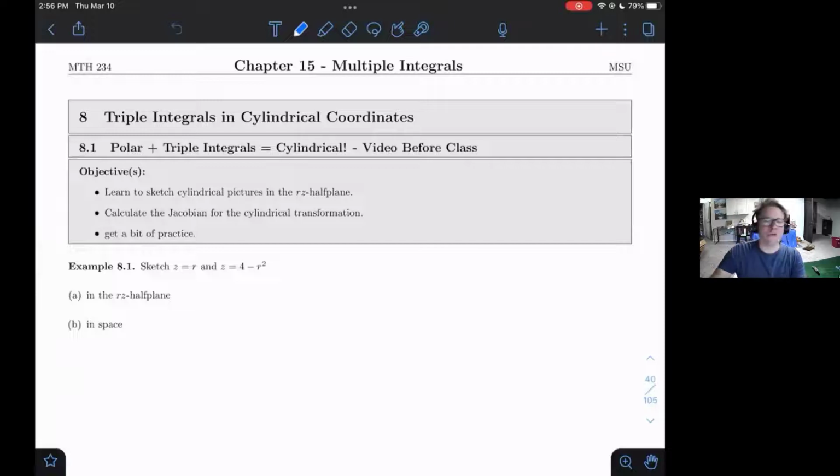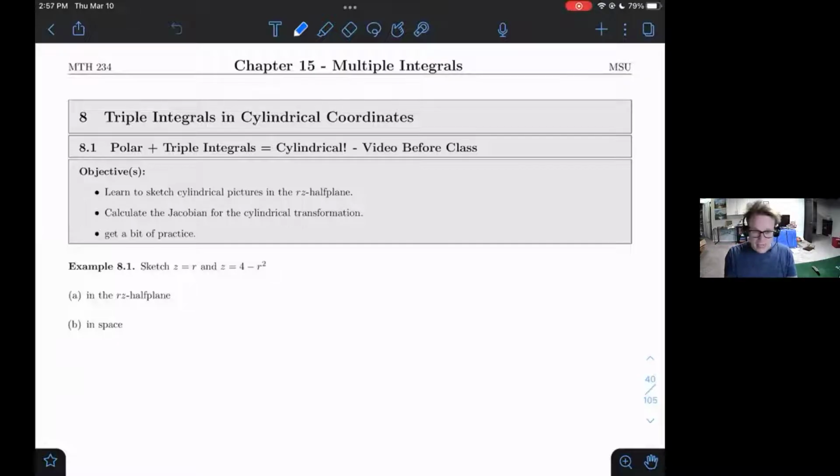Hello, everyone, and welcome to 15.8 as we upgrade polar coordinates into triple integrals and we make cylindrical integrals. Now, we've already talked a little bit about cylindrical integrals back around chapter 13 or so, when we brought these up in the original change of coordinates. Now we're going to start to actually integrate in cylindrical coordinates.